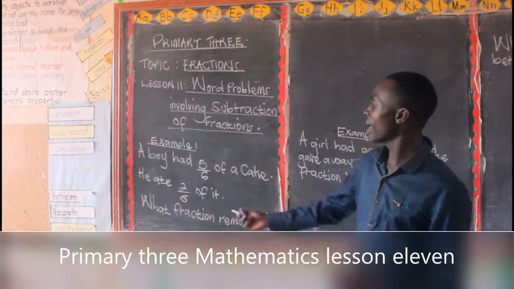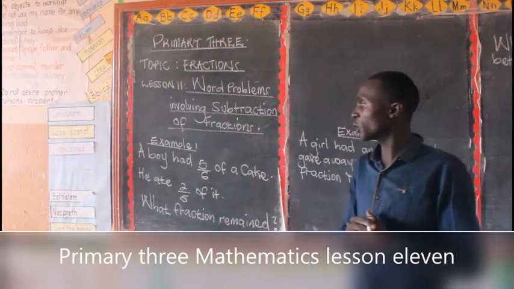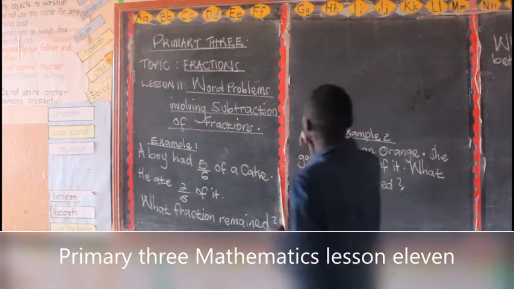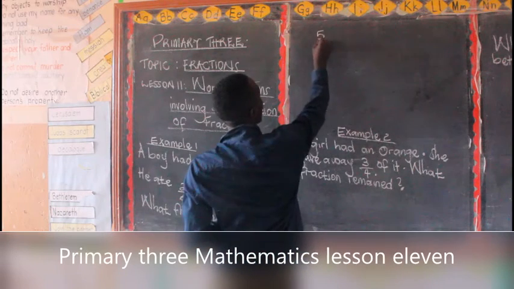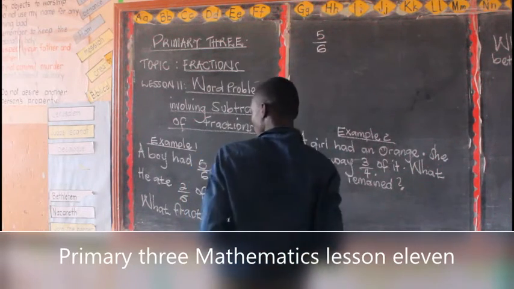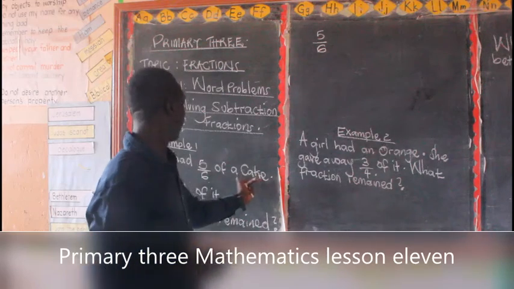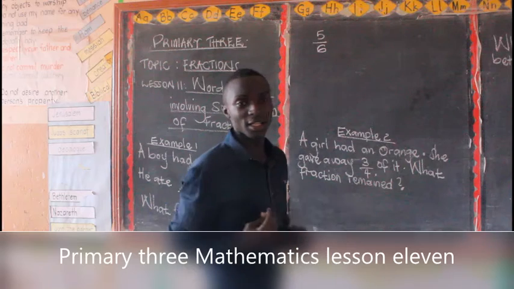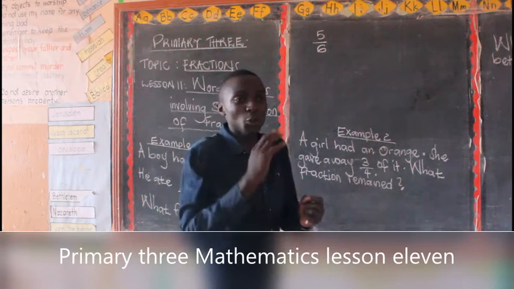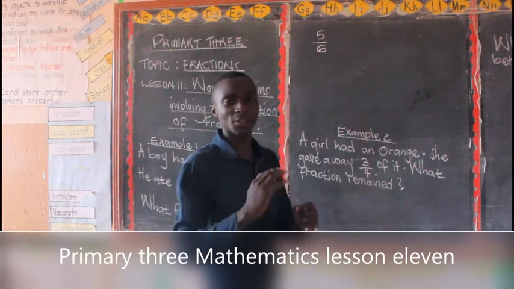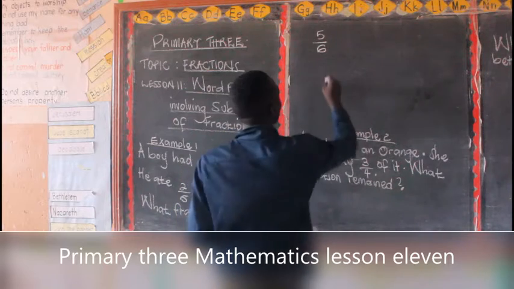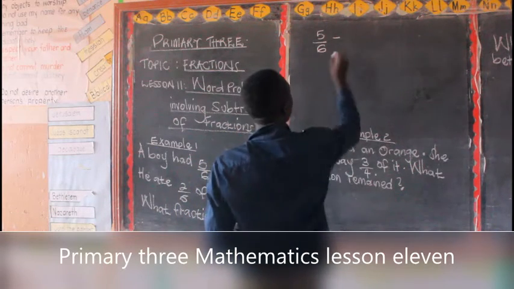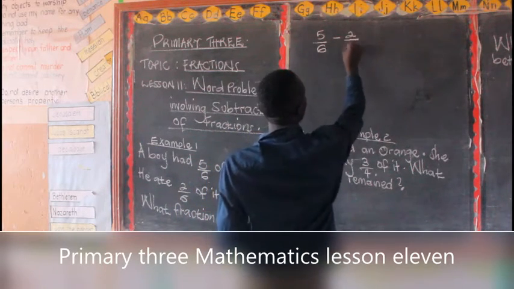We are going to start by getting the fraction which the boy had. That is 5 out of 6. A boy had 5 out of 6 of a cake. He ate. Ate meaning to reduce. If you have something and you eat part of it, it means that you have reduced it. So here we are going to say minus 2 out of 6.